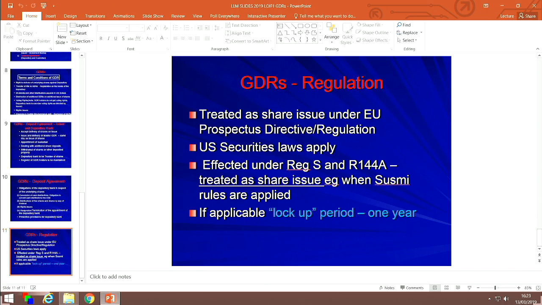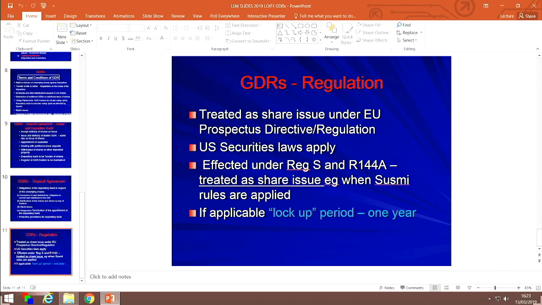Regulation. I think I've dealt with this already, but just to be clear, they are treated as shares by the EU Prospectus Directive and the EU Prospectus Regulation, and therefore the prospectus needs to reflect the requirements of a share issue rather than anything else. The GDRs, because they represent shares, are required to be treated as shares for the purposes of the disclosure requirements of the EU Prospectus Regulation.